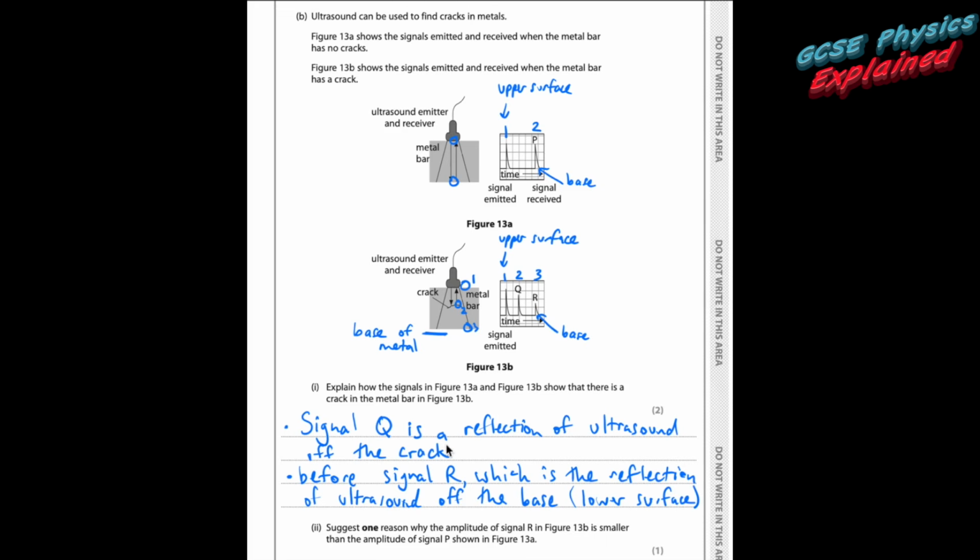So signal Q is a reflection of ultrasound off the crack before signal R, which is the reflection of ultrasound off the base.